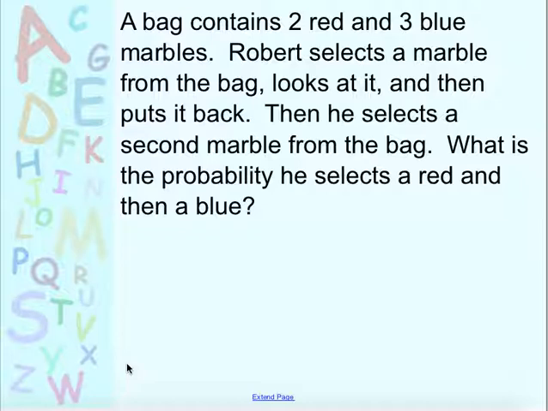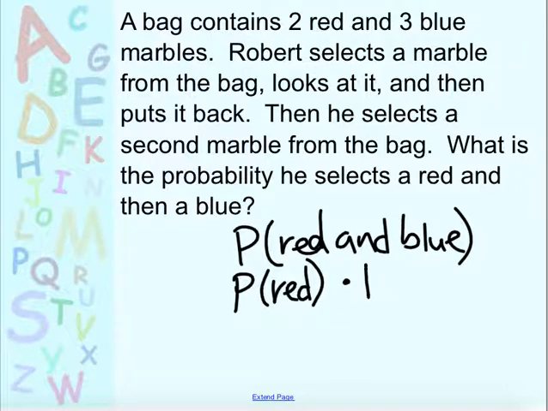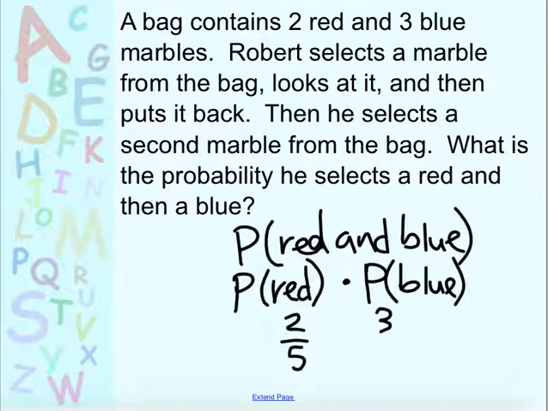Well, that's what we want to figure out. Probability of red and blue. These are my two events. So I'm going to find the probability of red first, and then multiply it by the probability of getting the blue. So probability of red is 2 out of 5. Probability of blue is 3 out of 5, and we multiply them. And we get 6/25 of a chance of getting red first, and then blue.